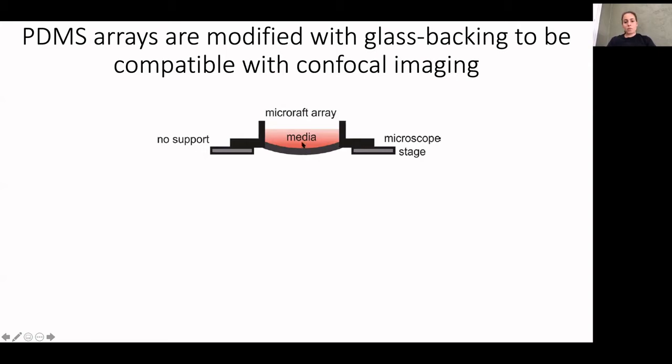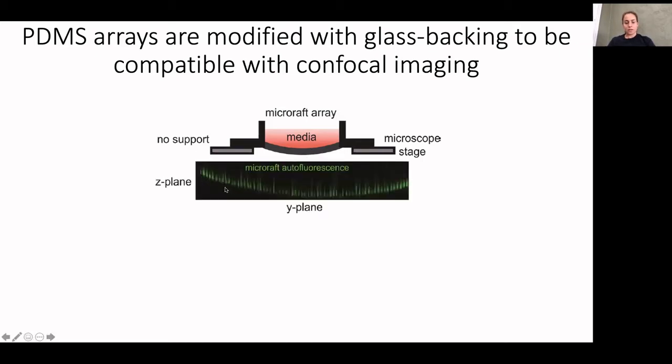However, the huge problem with that is when you add media, it causes this major sag. As you can imagine, when you travel over the course of 1 square inch, this sag in the middle can cause major problems with out of focus issues on the microscope. And so here, we're just looking at some raft autofluorescence by blowing out the imaging parameters, and you can see this very characteristic sag when you look at the Y plane across the entire array.